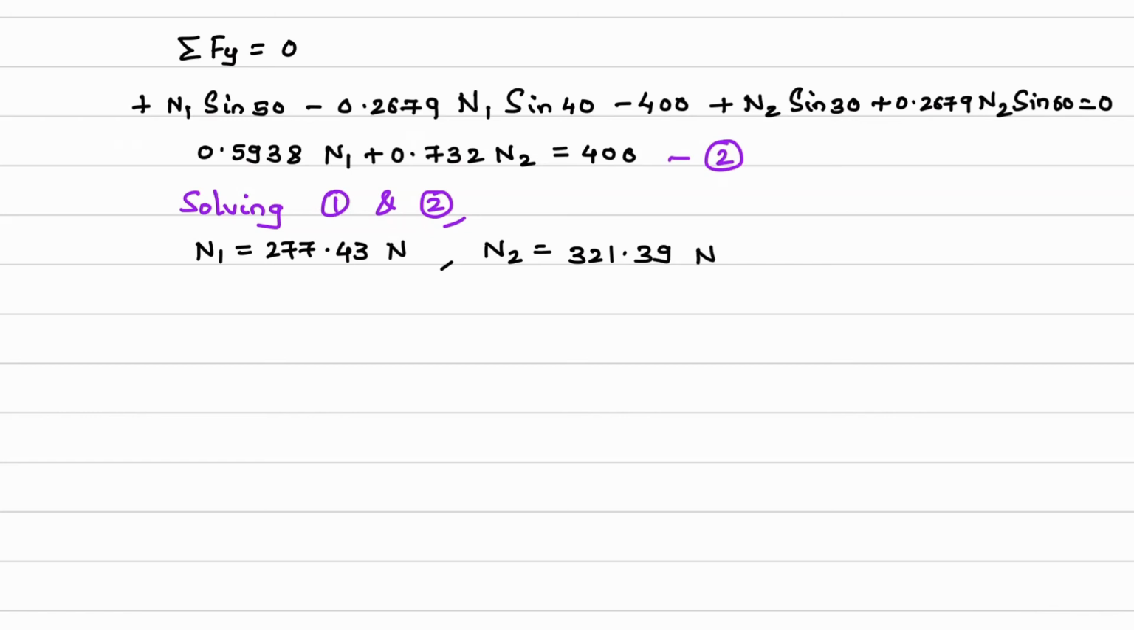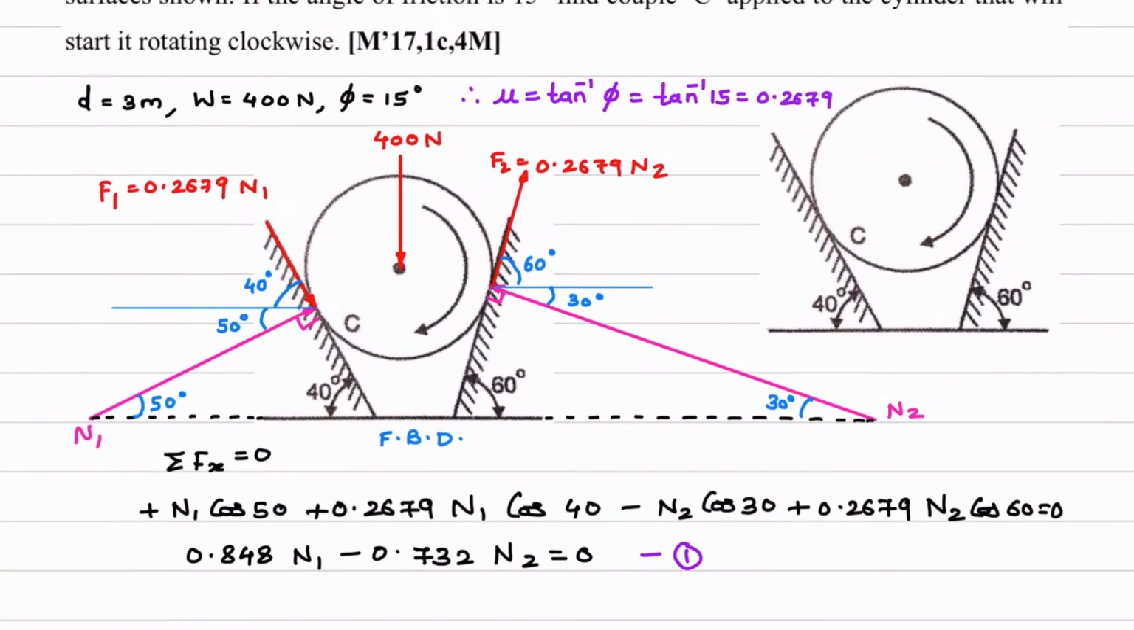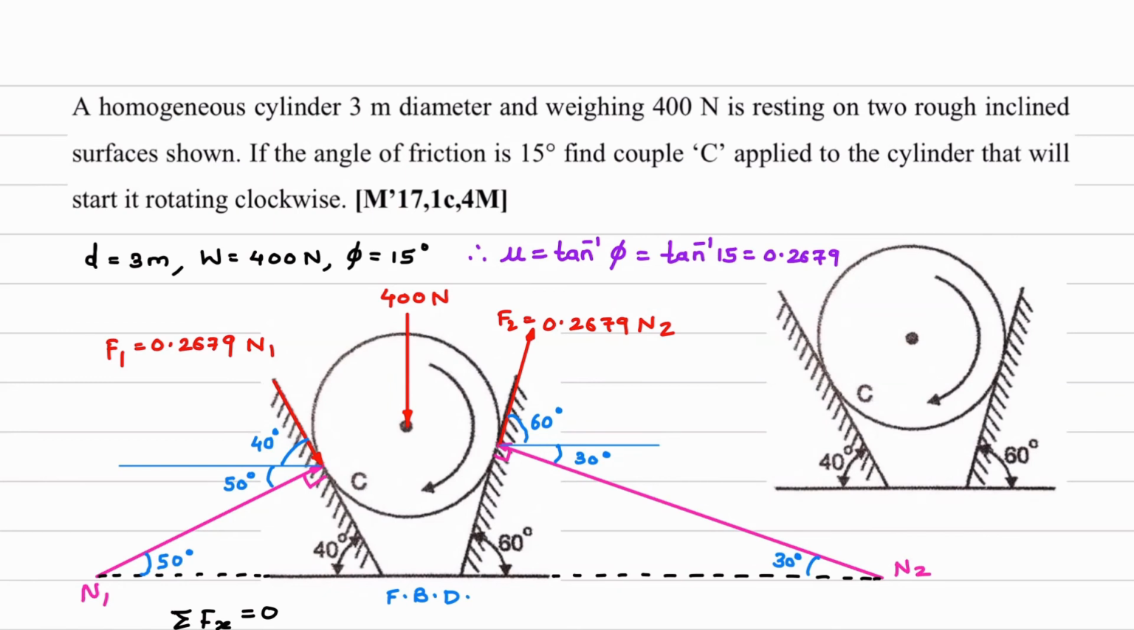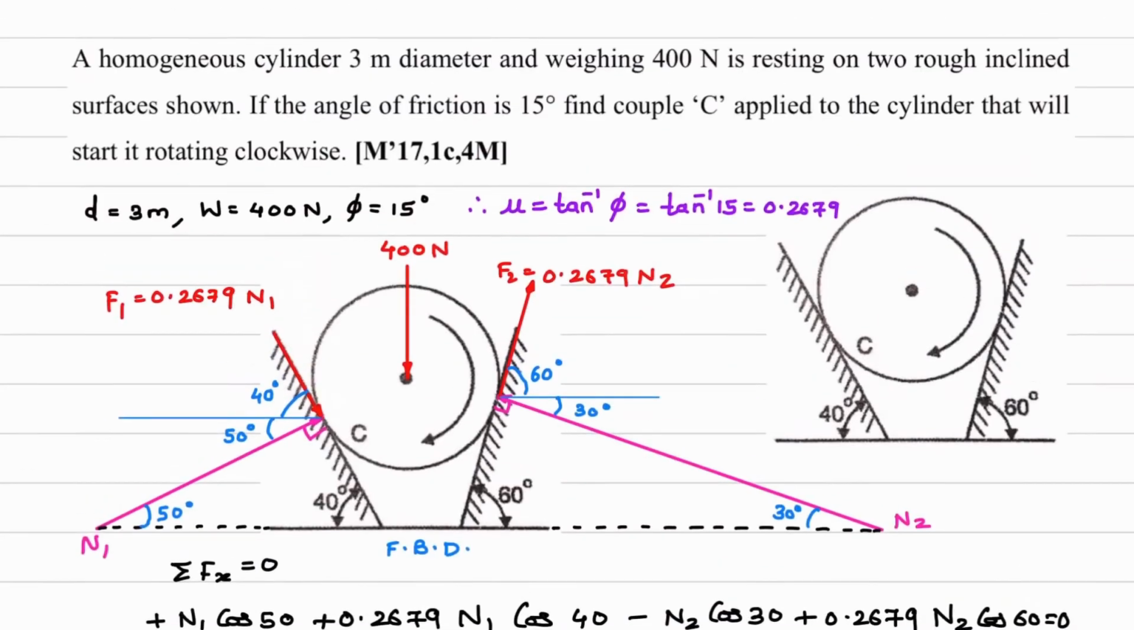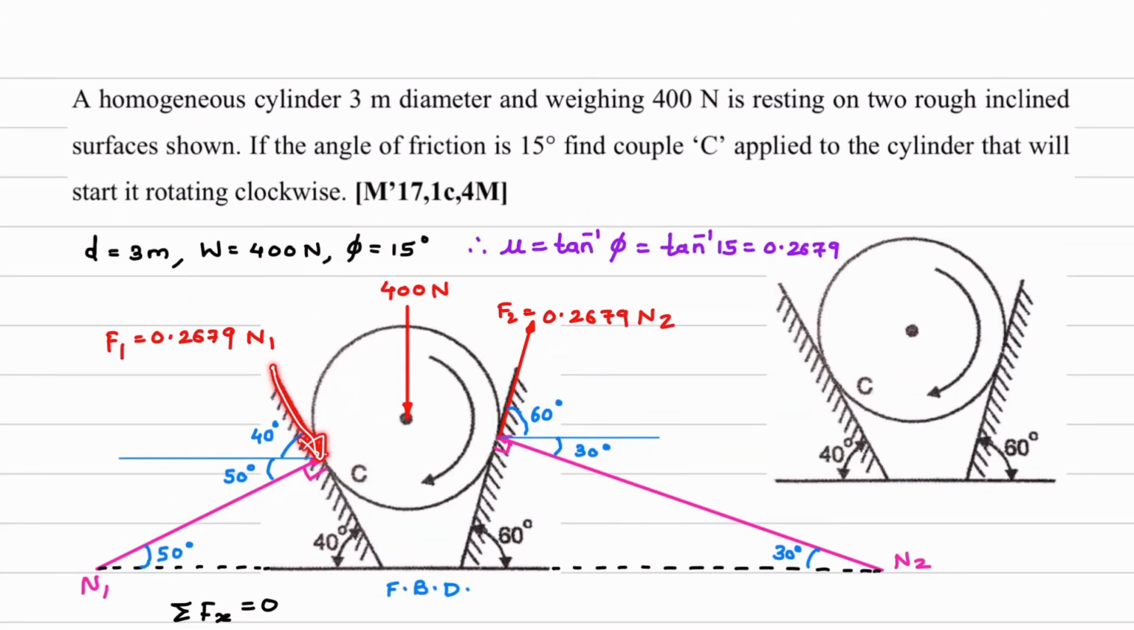Now what we have to calculate? We have to calculate in this question, find couple C applied to the cylinder that will start it rotating clockwise. Okay, so basically this couple, it should overcome the friction forces. Okay, so how to calculate that couple? Keep your thumb over here. What will be the value of couple? It will be F1 into R plus F2 into R.